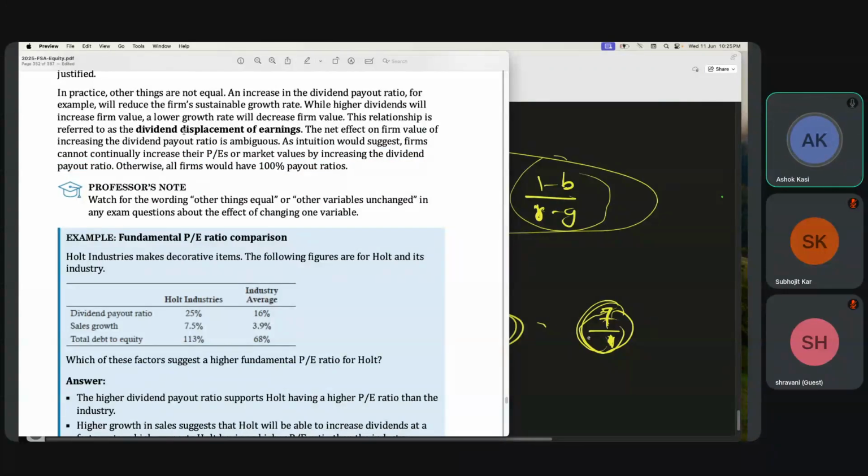Basically, when you keep paying more and more dividend, higher dividends will increase your firm's value. But then the growth will be lower, and a lower growth will decrease the value. So it is a paradox. On one side, higher dividend will increase the value, and on the other side, when higher dividend is being paid, lower growth will happen, and lower growth will decrease the firm's value. So that is dividend displacement.